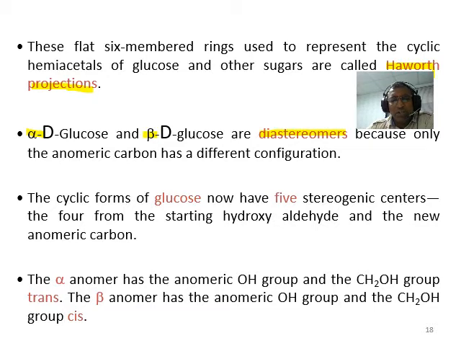And then if it's in acyclic form, it will have 4 stereogenic centers. But as soon as it forms the anomer, the hemiacetal, it will have 5 stereogenic centers. Okay? And lastly, talking about the positioning of alpha anomer to be trans as well as beta anomer to be cis, which I already described to you.